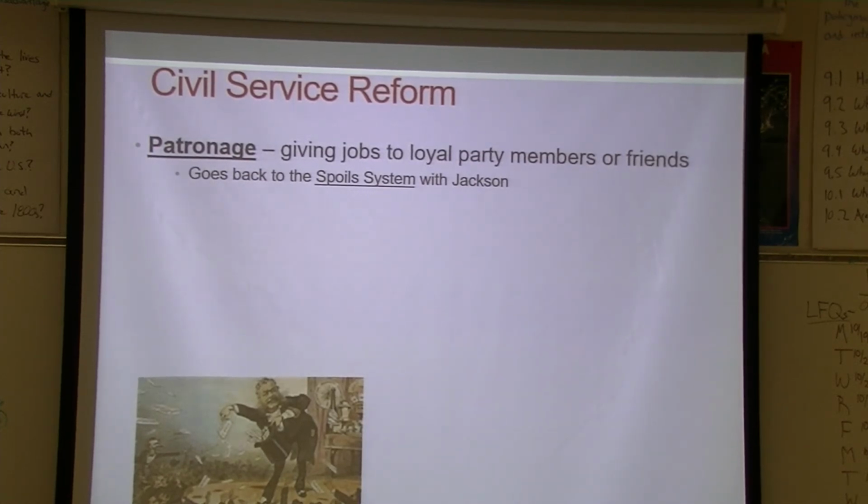So we'd have patronage. They're given the jobs because they are loyal party members or they're friends of the people. This did not just start with political machines. It started earlier, most famously with President Jackson and the spoils system.